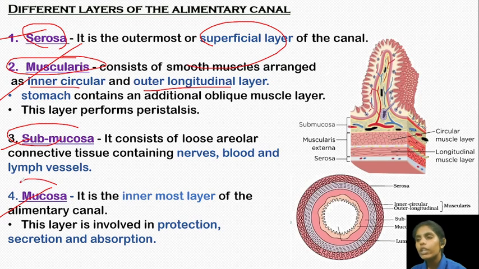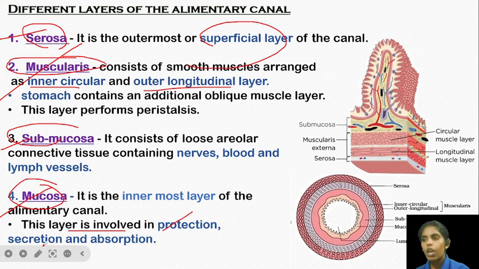Now the innermost layer of the alimentary canal is the mucosa layer, and it is the layer which is involved in protection, secretion, and absorption. So how does it perform these? It is involved in the protection function. You know that in the stomach, hydrochloric acid is secreted. Now this hydrochloric acid is a highly acidic fluid.